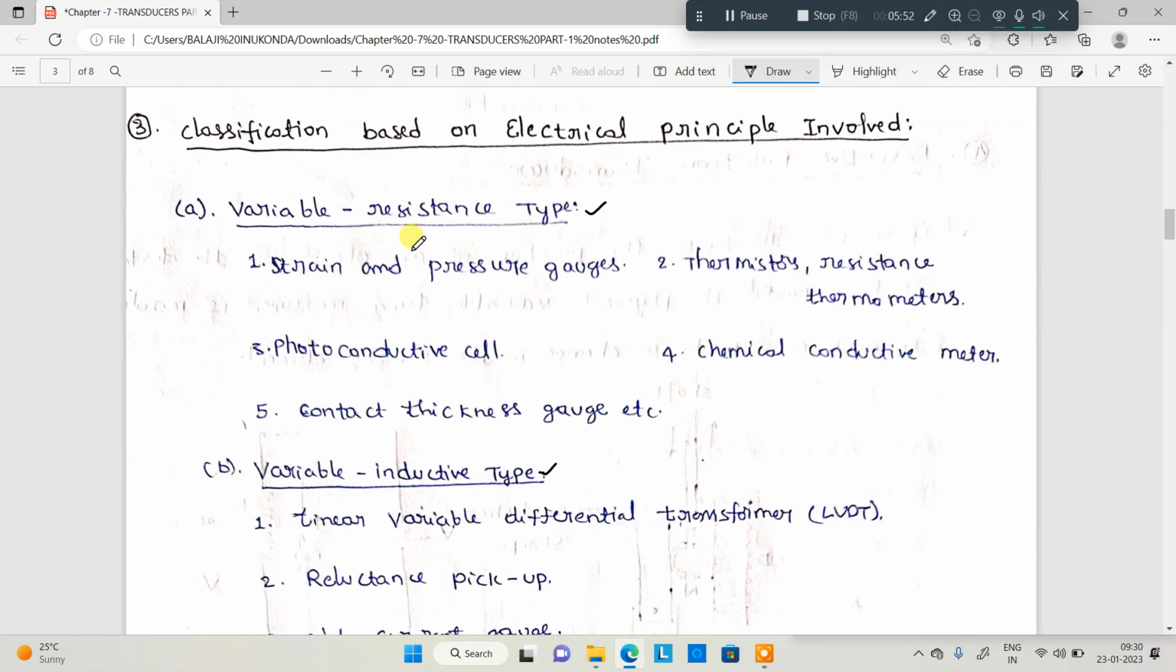The first one is the variable resistance type. Strain gauges and pressure gauges are both of this type. The strain gauge is one type of variable resistance, and thermistors, resistance thermometers, photoconductive cells, chemical conductimeters, contact thickness gauges, etc. are related to the principle of variable resistance. They work based on that.